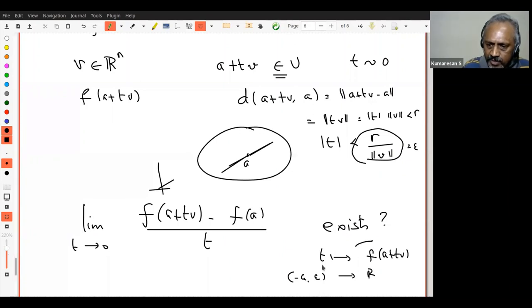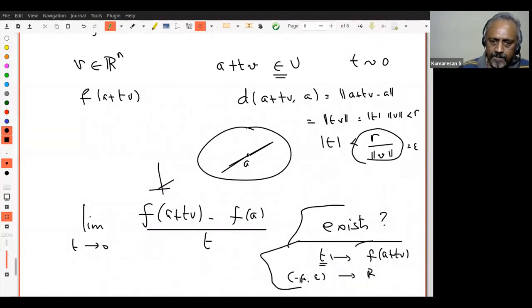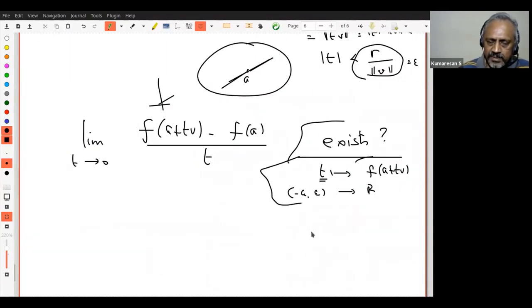See, this is one variable. t is a real number. F of a plus tv is a real number. Therefore, this is like a function from R to R. So I am reducing the problem to one variable. Is the question clear? Let us try to understand what it really means.